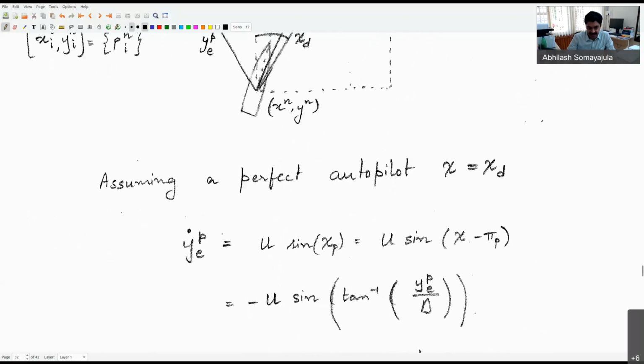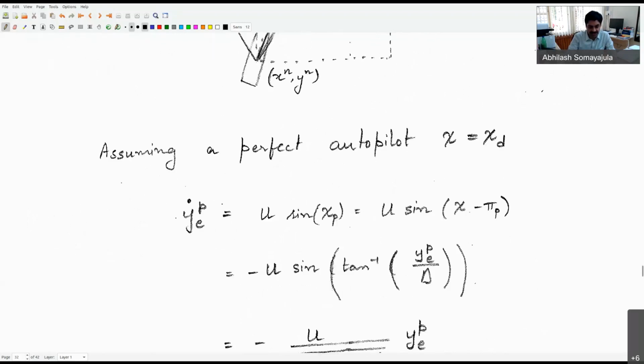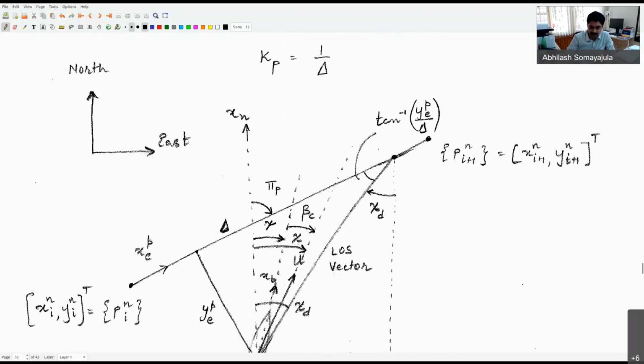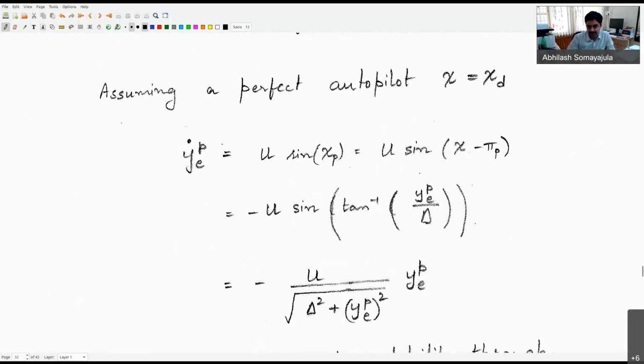And we looked at the idea that if I take a derivative of the Y_pe, you'll observe that that is nothing but U times sine of chi_pe. Which means that I'm looking at this angle right here, which is the course angle, the angle between the velocity vector and the x-axis of the system, which is pointed from one previous waypoint to the next waypoint. And that chi_pe can be represented as chi minus pi_p.